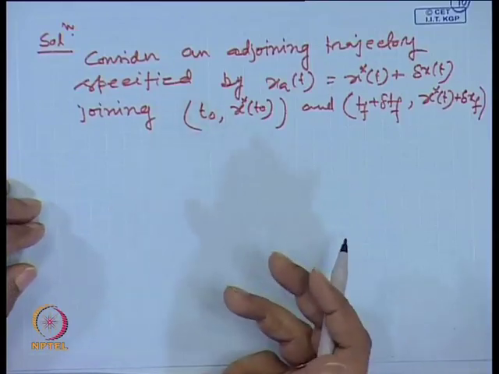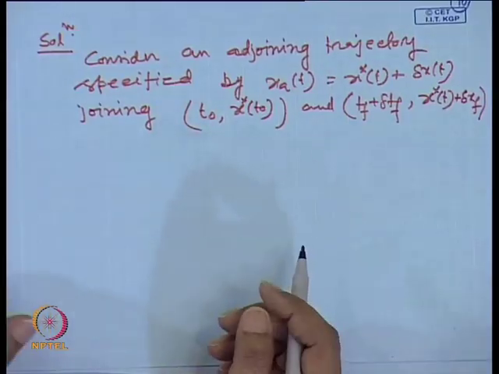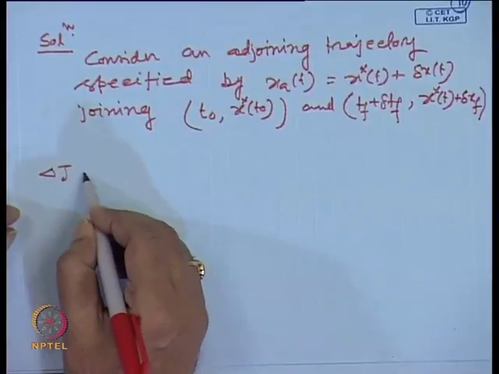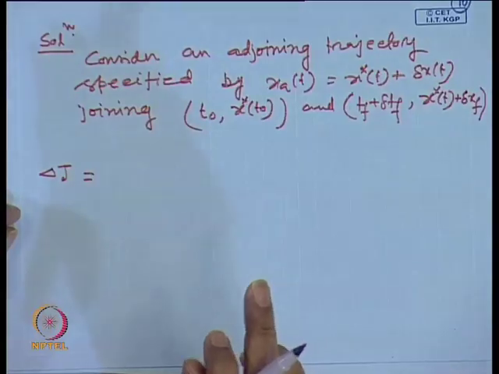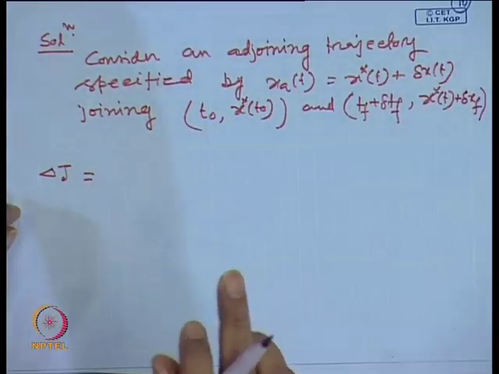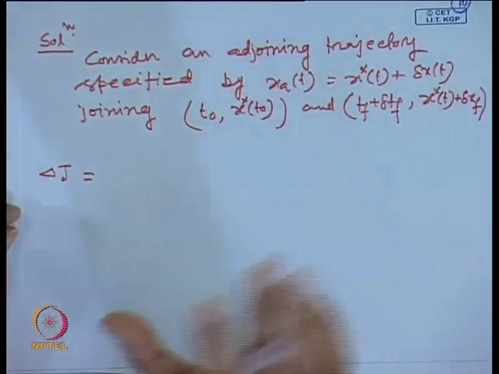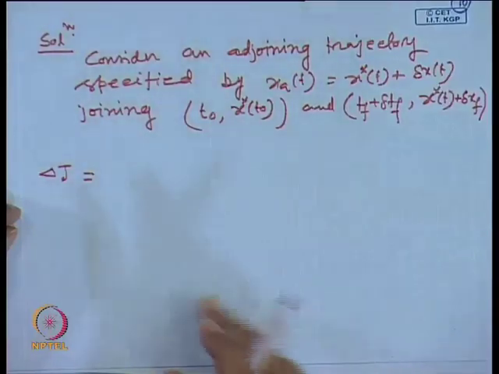So, now what we will do first is find the incremental value of the functional, that means delta J, the incremental value of the functional. But now our time interval is from t_0 to t_f plus delta t_f, because t_f is free.